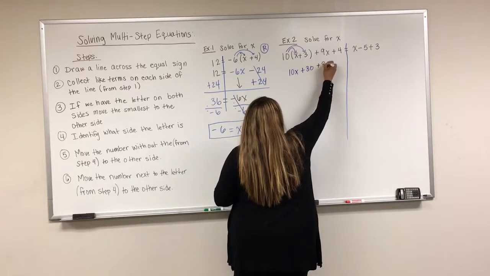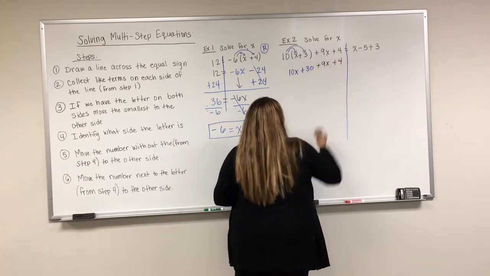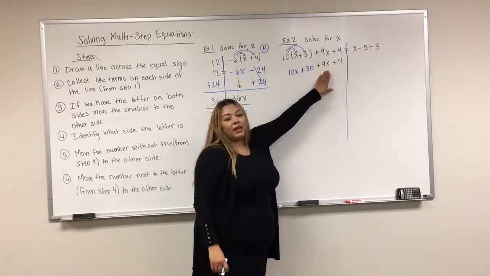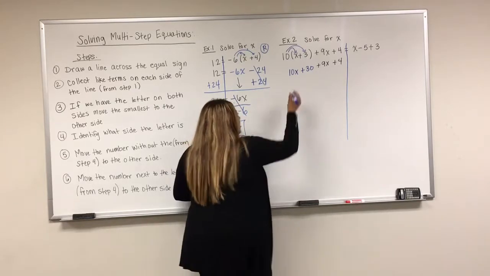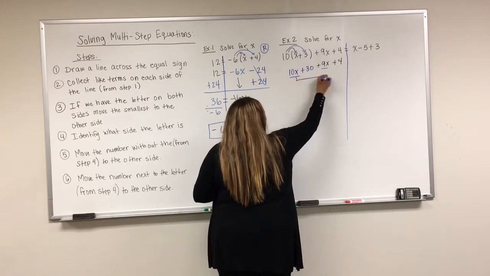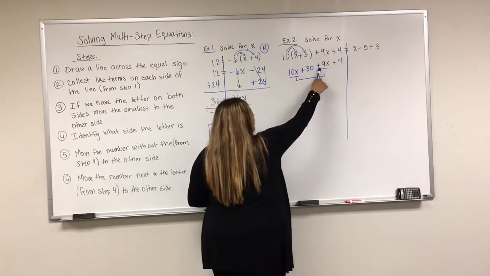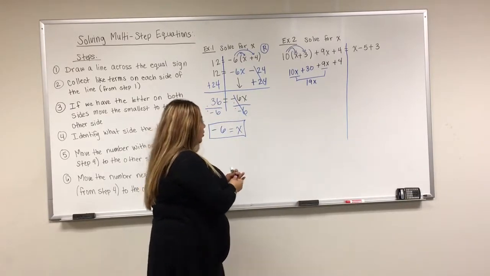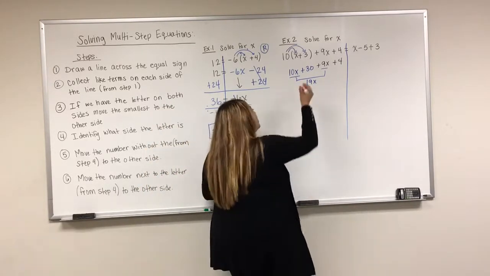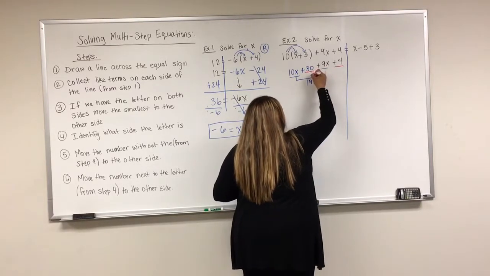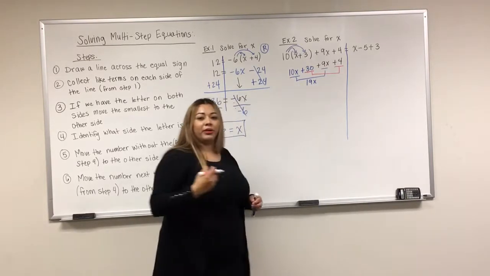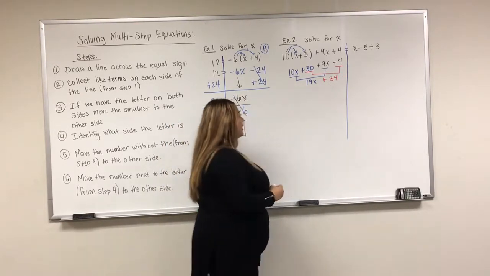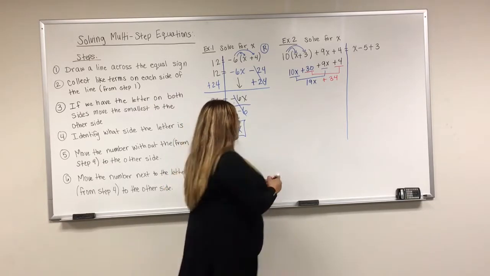We haven't touched anything. We can still collect like terms right here because we have the 10x right here and the 9x over here. So these together, they're going to form 10 plus 9, that will be 19x. We could also collect the 30 and the 4. Both of these we can collect because they don't have a letter. So we can put these together. 30 plus 4 will give us 34. Plus 34. Now we got 19x plus 34 on the left-hand side.